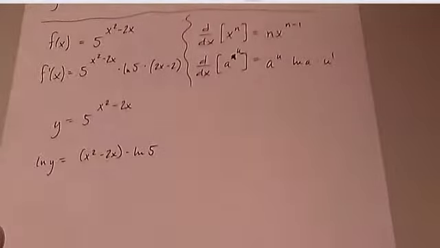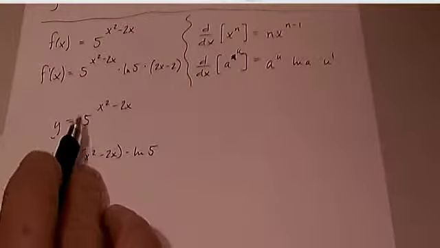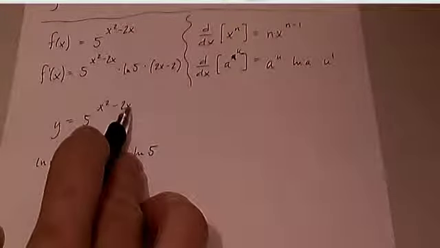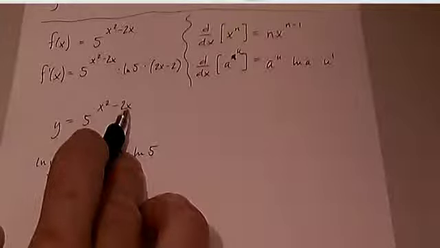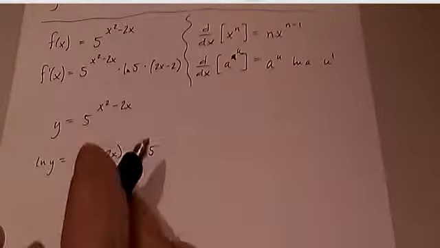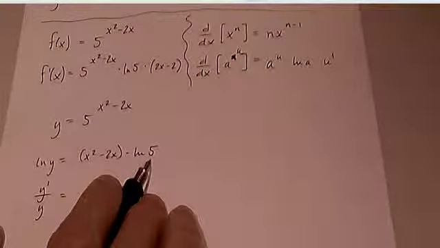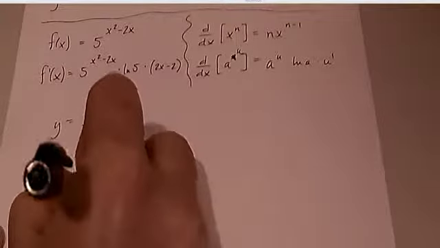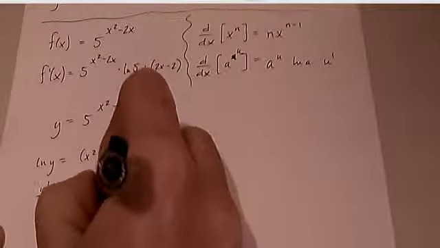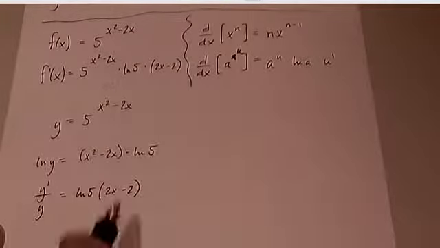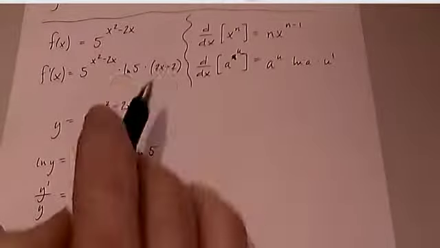Because when I take the natural log of both sides, it's going to be natural log 5 to that. And of course, that being the exponent, in terms of the properties of logarithms, you can bring it down in front. And then it becomes y prime over y. And this is just a coefficient, right? So the coefficient just comes along for the ride, and you get 2x minus 2. Well, here's your natural log 5, 2x minus 2.